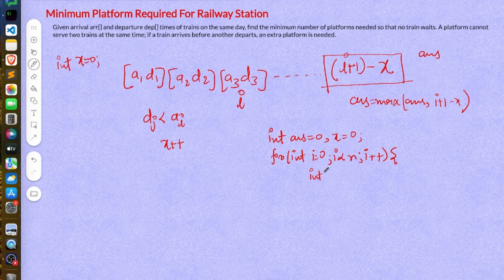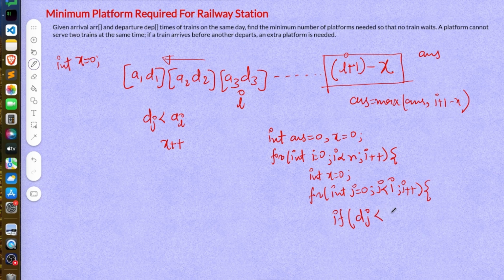So let's say this variable is int x equals 0. Now you go through another for loop, for int j equals 0, j less than i, before i, right? I want to find out how many trains were there before i. j less than i, j plus plus. Just check if the departure time, let's say dj, is less than my arrival time a of i. So if the arrival time of the ith train is more than the departure time of the jth train, and j is less than i, then do x plus plus.